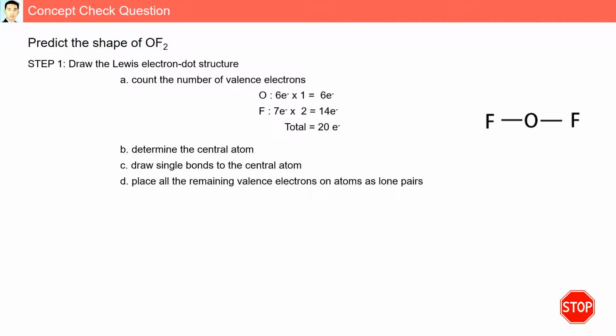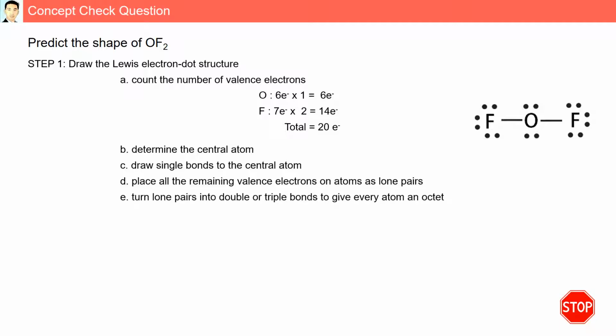D. Place all the remaining valence electrons on atoms as lone pairs. Here, we used up 4 electrons to make our 2 bonds, so we have 16 electrons remaining to share. 2, 4, 6, 8, 10, 12, 14, 16. Next, turn lone pairs into double or triple bonds to give every atom an octet. The fluorine on the left is fully satisfied with 8. The fluorine on the right is also fully satisfied with 8. And the oxygen in the center is satisfied with 8.